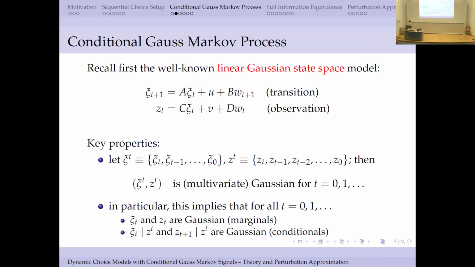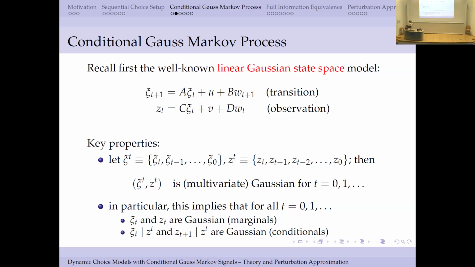What do we know about this model? Well, if we take all of the X's from time 0 to time t, let's denote it Xi script t, and we take all the Z's, so all the latent variables and all the observed variables up to time t, then these two vectors of variables taken together have a joint multivariate Gaussian distribution. So in this model, everything is Gaussian. We have a joint big multivariate Gaussian.